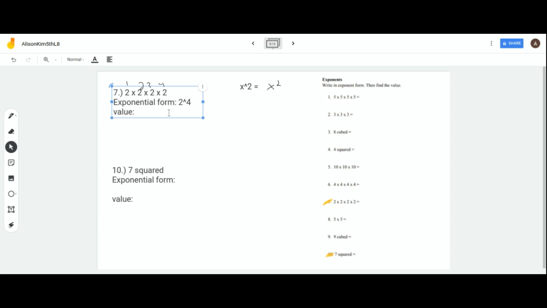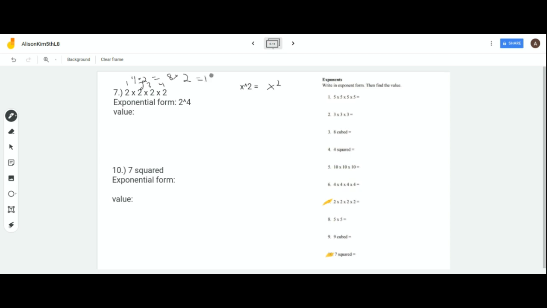Now we need to find the value of the exponential form. So 2 to the power of 4 is the same thing as 2 times 2 times 2 times 2. So we're going to do 2 times 2, which is 4. This is kind of making it confusing. So 2 times 2, 4, right? Now we do 4 times 2, which equals 8. Now we have another 2 left. That's the last one. So 8 times 2 is 16. So that's going to be your value for 2 to the 4th power.